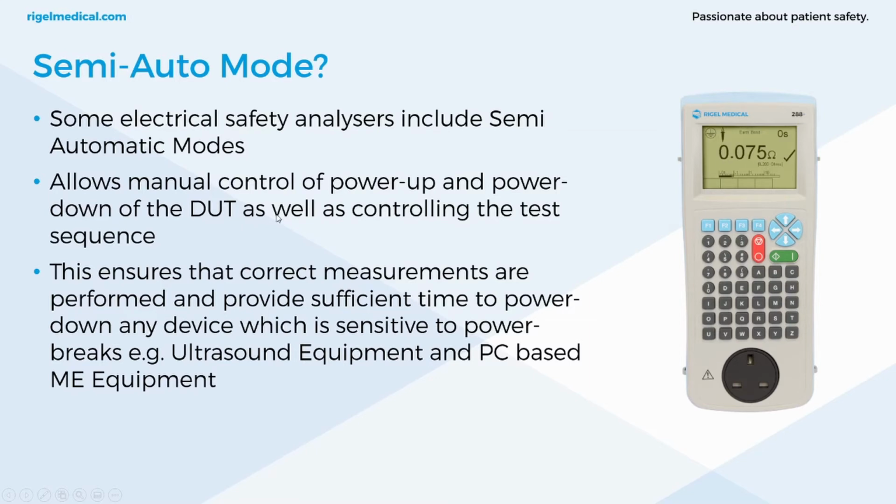This allows for manual control of power up and power down of the device under test, as well as controlling the test sequences. This ensures that correct measurements are performed, and it provides sufficient time to power down any device which is sensitive to power breaks, e.g. ultrasound equipment and PC-based medical electrical equipment. And that will become apparent in the next few slides when we talk about how to test ultrasound devices and fixed installation testing. So this is where semi-automatic mode really has its benefits.